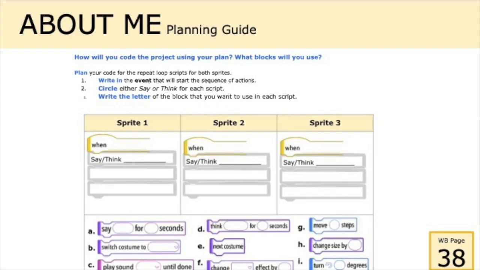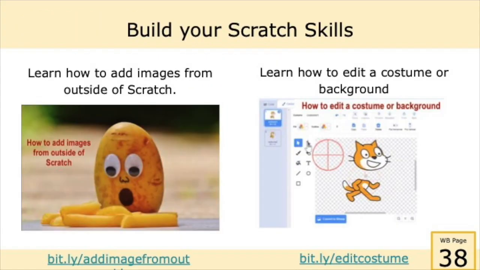They can either write in the code blocks that they're going to do. So they'll put in when either key pressed or sprite clicked or green flag pressed, and what they will say and the 2 actions that they will complete. And we've got some of the blocks here. They can either use lines to point them to where they would fill into the ghost blocks, or they can write them in. We've got 2 videos here on how to add images outside of Scratch. This is importing either a backdrop or a sprite, and then also how to edit a costume or backdrop. So we've got 2 videos that will help you to learn how to do that.